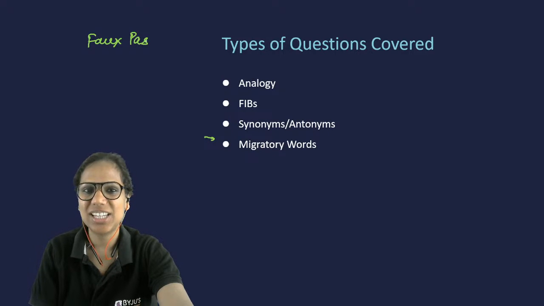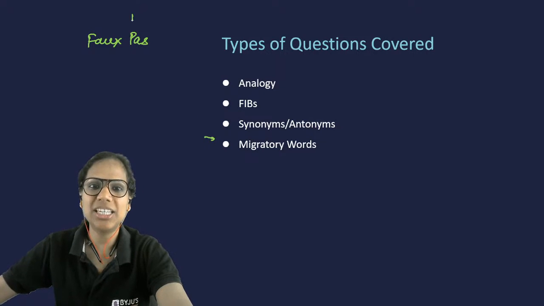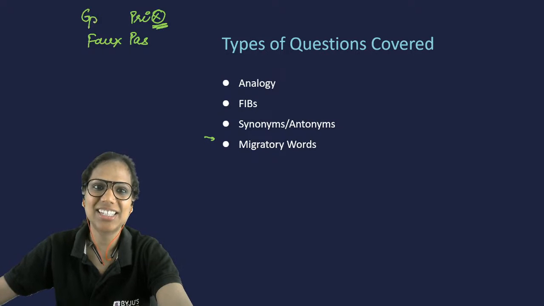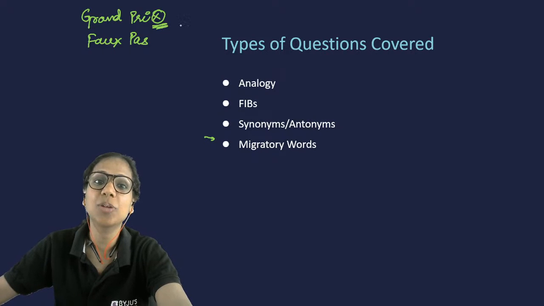So tell me, what does the word faux pas mean? Migratory word. It's a French term that has been adopted by English. It is pronounced as "fo pa", the X is silent, and the S is silent. Just like in Grand Prix, the X is silent. It is not "Grand Pricks", it's "Grand Pree".